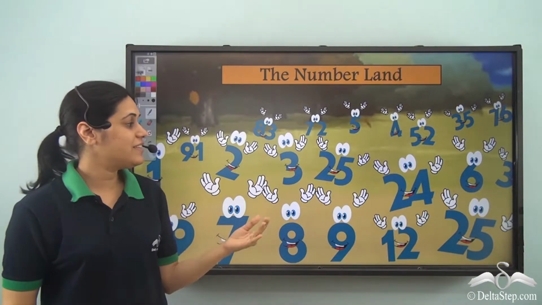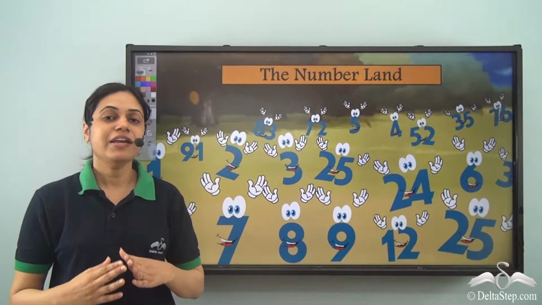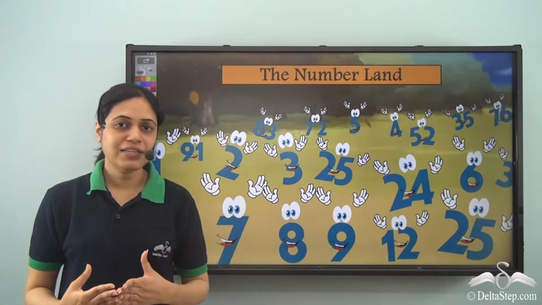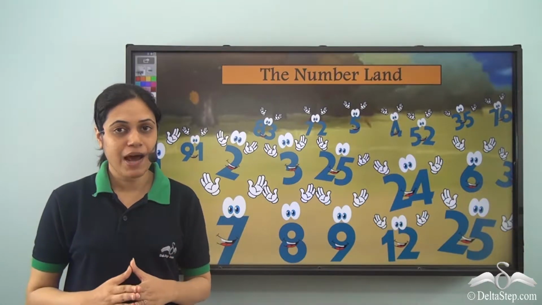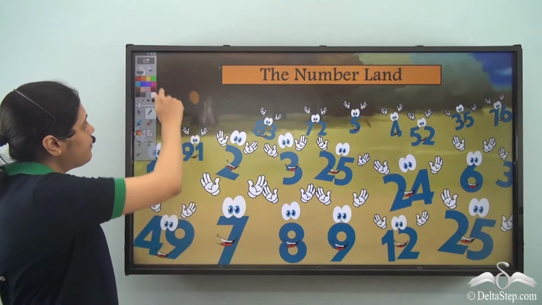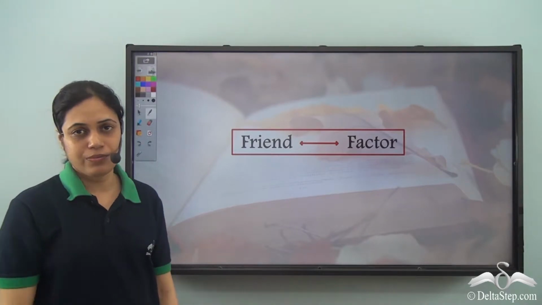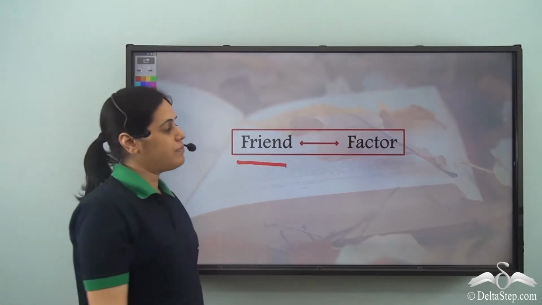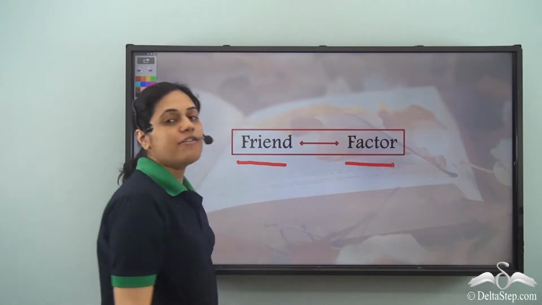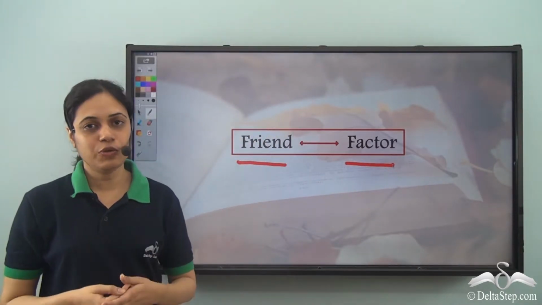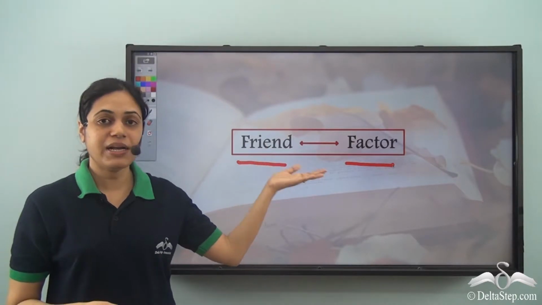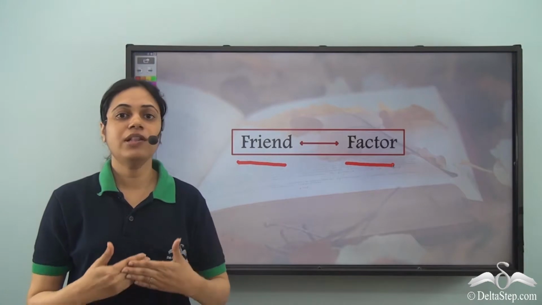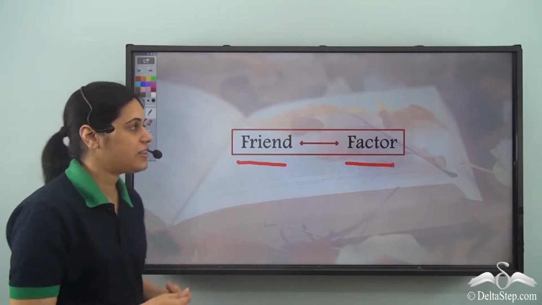We know that in this place called Numberland, numbers multiplied to give new numbers, and the numbers which multiplied to give the new number became friends with the new number. These numbers were called the factors of the new number. So the numbers which were multiplied to give the new numbers were called factors. We call them factors in mathematics.